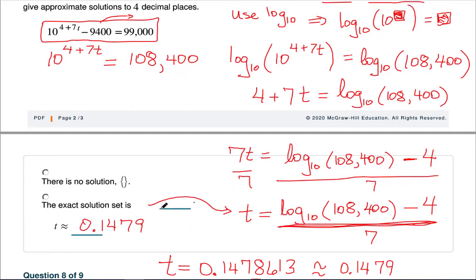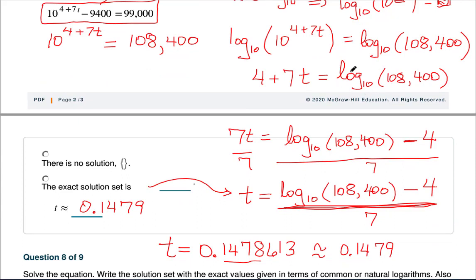So all I have to do now is get the t by itself. So I subtract 4 from both sides and then divide both sides by 7. So the exact solution is this. The approximate solution is just to calculate this. So you're going to get log 10 of this number first, subtract 4 next, then divide that result by 7 to finally get the answer we're looking for with t.